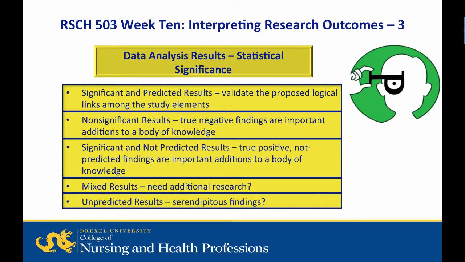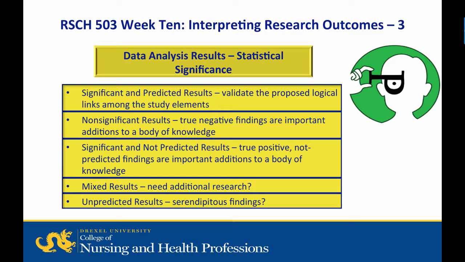In interpreting evidence, an investigator must fully explore data analysis results in terms of statistical significance. Statistically significant findings supporting the study's prediction or predictions provide validation of the proposed logical links among the study's elements. Unexpected, non-statistically significant findings are very important additions to a discipline's body of knowledge. The same is true of statistically significant findings that were not predicted. Such findings in a valid study also add to a body of knowledge.